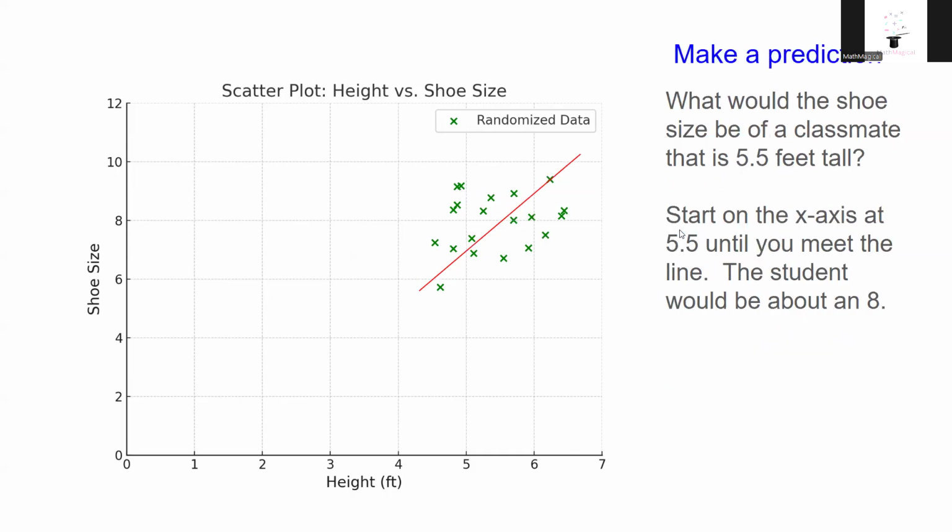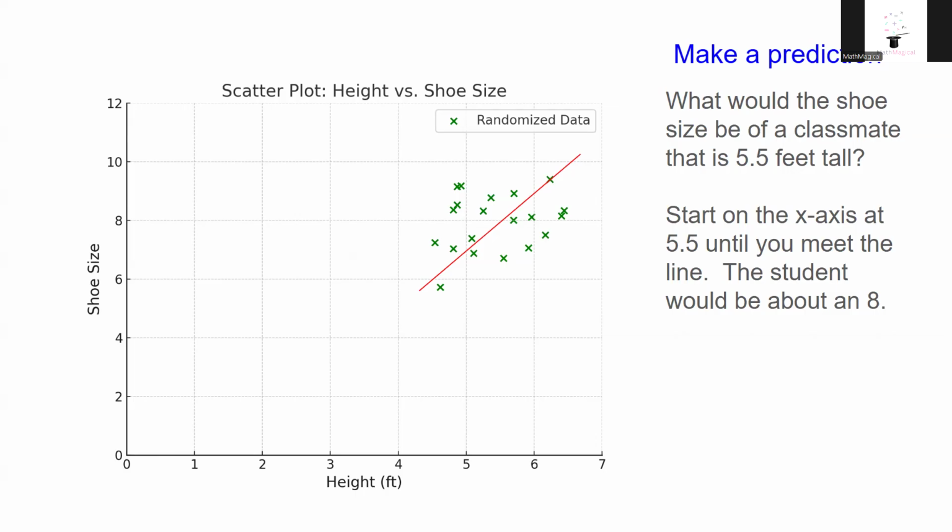So let's say we want to make a prediction using this line. And we're asked, what would the shoe size be of a classmate that is 5.5 feet tall? Well, if we start on the x-axis at the distance between 5 and 6, which would be 5.5 feet, and go up, we can see that our trend line of our scatter plot intersects right here at about the size 8 shoe. So we can estimate that our student that is 5.5 feet tall would wear a shoe that is around a size 8. Great job at making predictions.